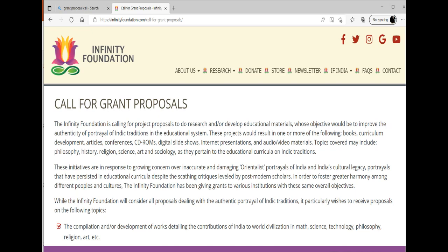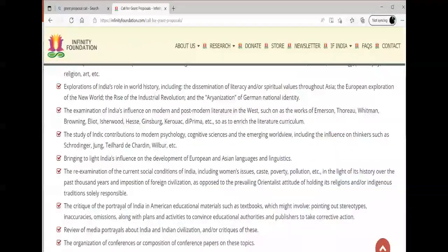So the compilation and development of works detailing the contributions of India to world civilization in math, science, and technology. So what does history tell us about India's contribution in these fields, right? And then again, here is another long list of other potential issues that you can focus on as part of your research project, okay?